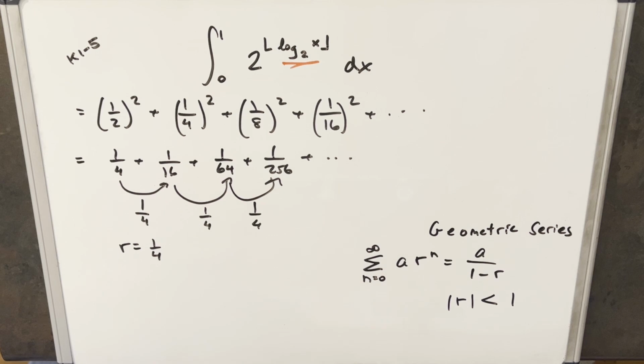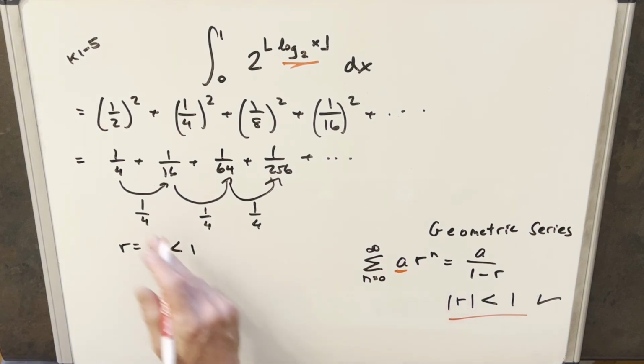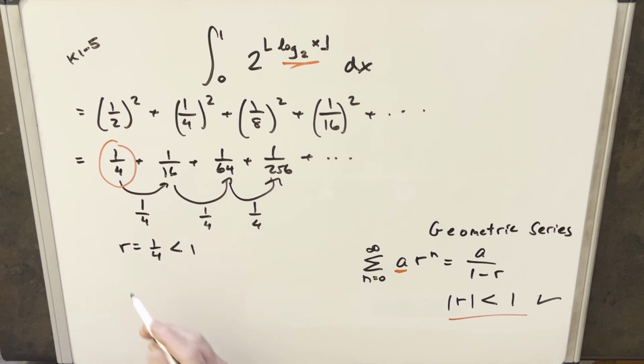And for this to converge, we have this condition here that the absolute value of r has to be less than 1, but 1/4 is less than 1, so we're good on this condition, so we don't have to worry about that. And then in this formula, this a value is just our first term. We can just use this 1/4 here. So r is 1/4, but a is also going to be 1/4. And because we have our a and r value, it's going to be very easy to calculate this, so we can just plug this in.